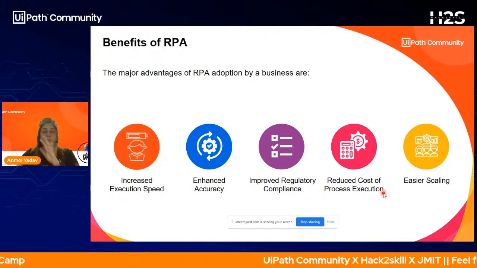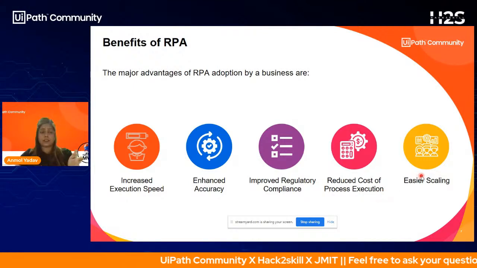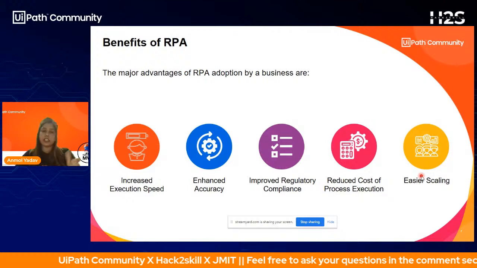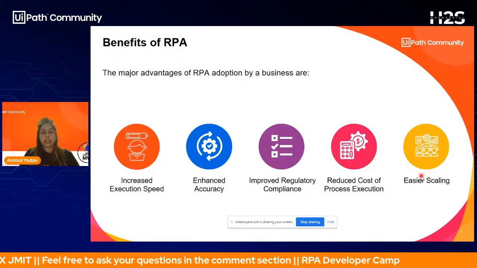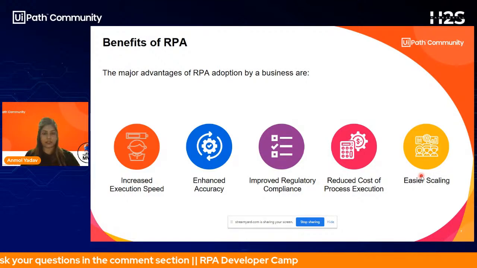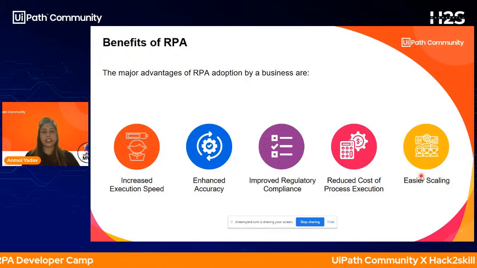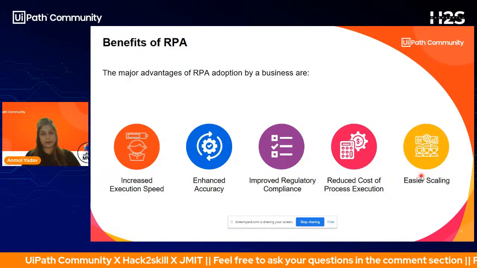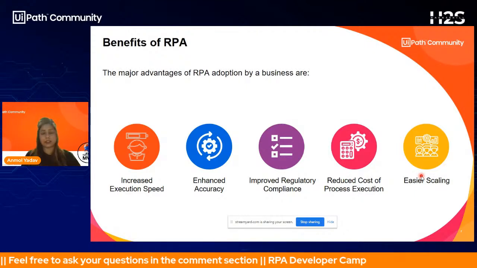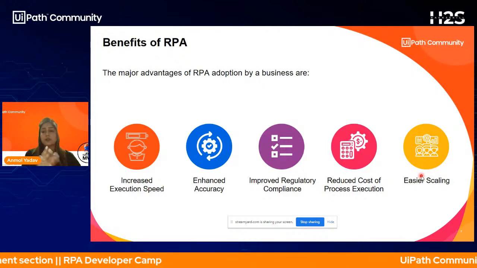Reduced cost of process execution. Now suppose the task is reading 10,000 rows. If a person is supposed to do this job, the person would definitely take a lot of time to read those 10,000 rows and then process them. Suppose if I had to do that, I may take 10 to 16 hours, whereas a robot would definitely take 2 minutes. So wherever time is involved, money is definitely involved. The less time you take, the less the money would be. Therefore the cost of process execution is comparatively very low because the speed is very fast.